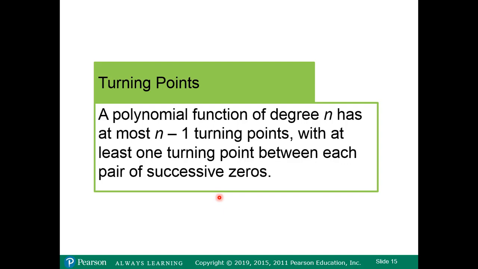Not exactly, but based on a polynomial function of degree n, we know that it's going to have at most n minus 1 turning points, with at least one turning point between each pair of successive zeros. That should make sense, because if we have two zeros, it's got to turn somewhere in between them in order to cross the x-axis. If you cross the x-axis at one point and at another point, it's got to turn at least one time between those 2 points.